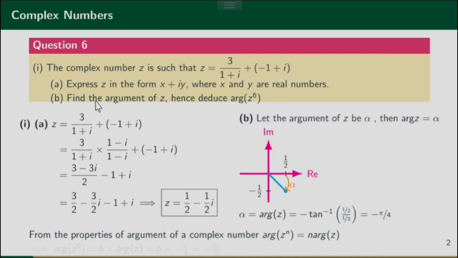The next part of the question is to deduce arg z raised to the power 6. Now, from properties of argument of a complex number, arg of a complex number raised to a power n is equal to n arg z. So I'm looking for arg z raised to the power 6. So I bring down 6 and I multiply it by the argument of z. So the result becomes 6 times negative pi on 4, which is negative 3 pi divided by 2. So this is the argument of z raised to the power 6.